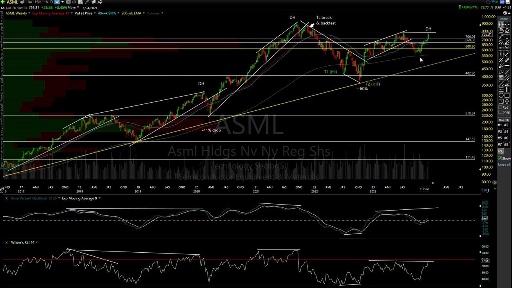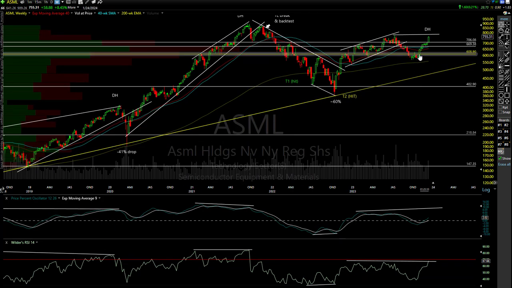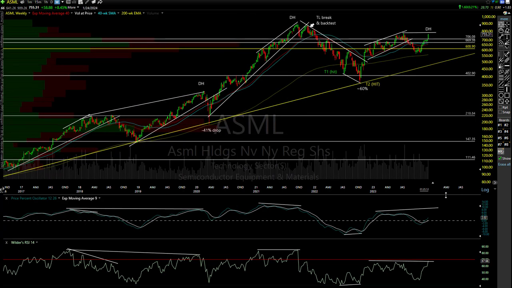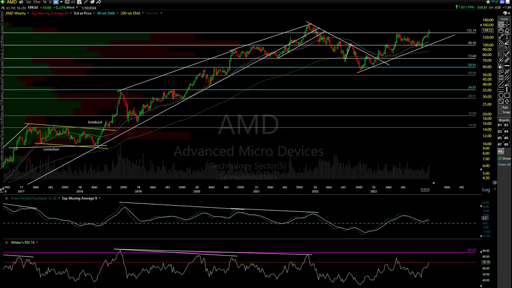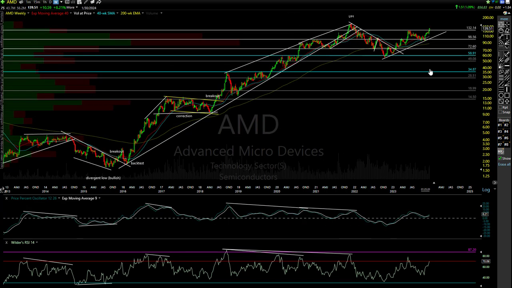That's where we're at. Near term, again, you'd have to zero down to the daily or 60-minute charts. Look for a sell signal. There's no sell signals right now in that one. AMD, some of these charts you can see here. I haven't updated these in a while, but there it is.